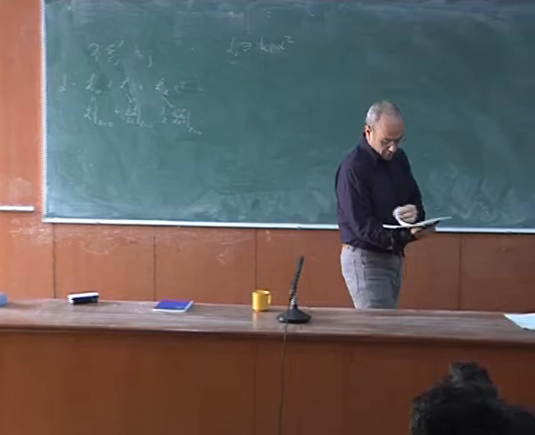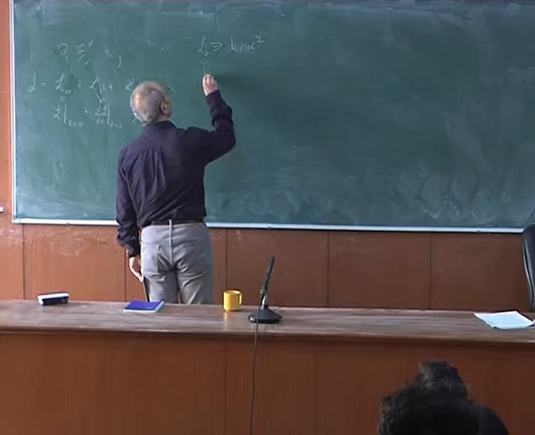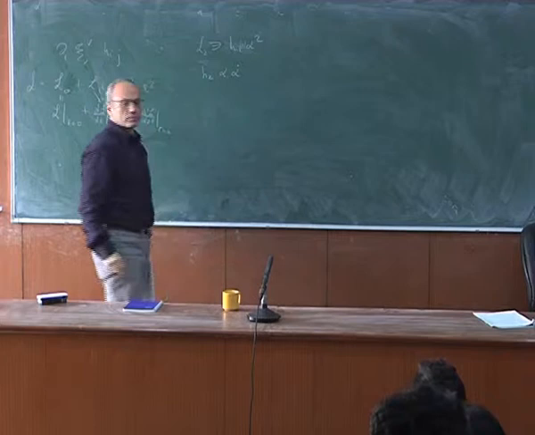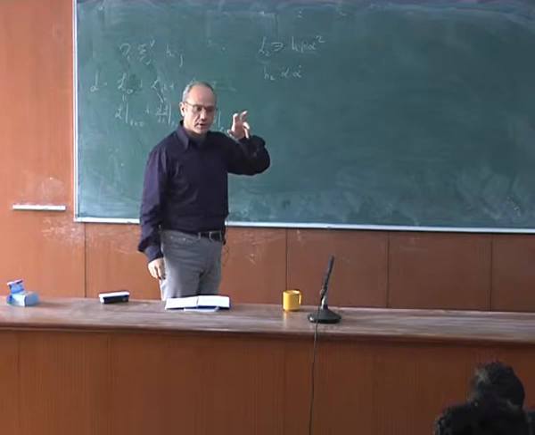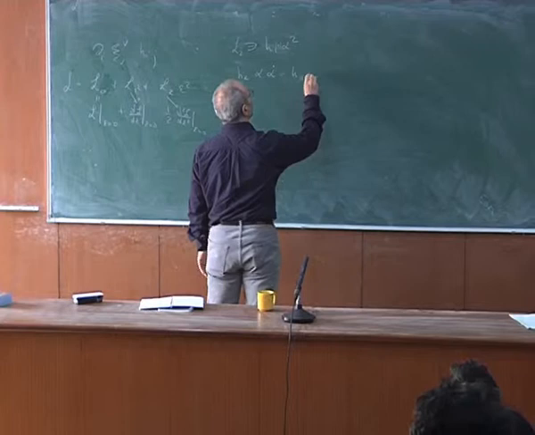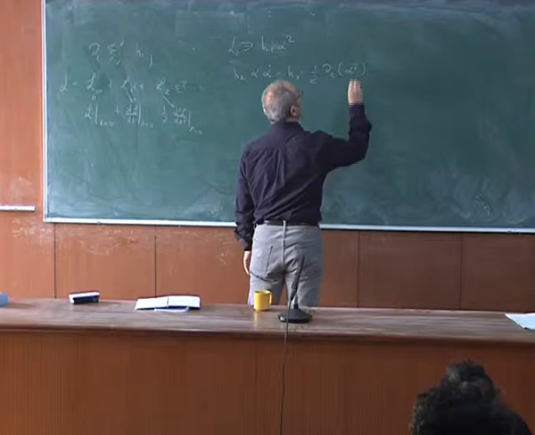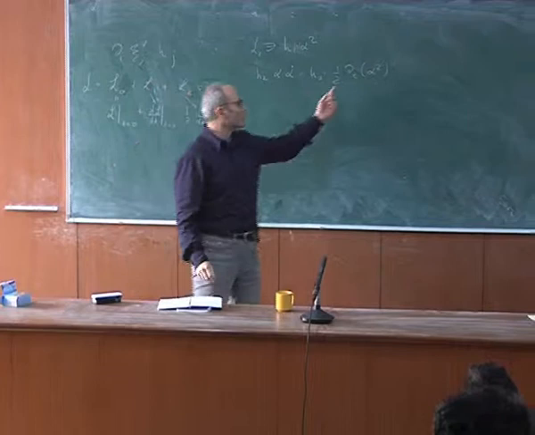A term like this one. Suppose that I have h2 alpha alpha dot. Remember that here when I say alpha, alpha is a function of t, x, y, z. So with this dot, I mean a partial derivative with respect to time. But this one is actually equivalent to the following: h2 times one half d/dt of alpha squared. Because if you do the derivative, you get 2 alpha alpha dot.